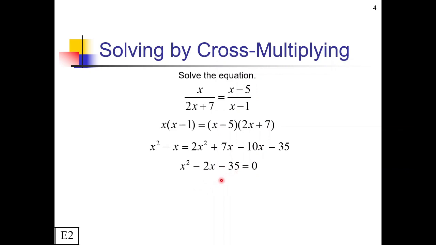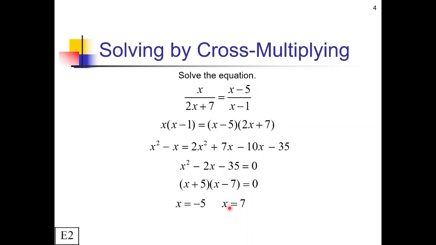Thankfully that works if you have a positive 5 and a negative 7. So x plus 5 and x minus 7 equals 0. Let's go ahead and just zero each of these parentheses out now. So we've got solutions of x equals negative 5, and for this next one, positive 7.